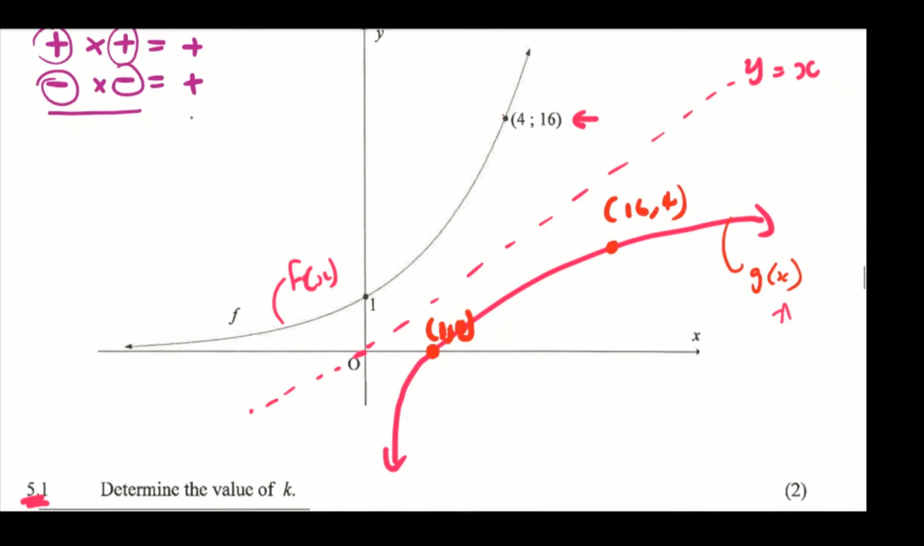Why am I saying that? It's because the graph of f doesn't have negative y values. Only the graph of g has negative y values. So this situation is out. We're going to look at a situation where we have both positive y values. When you multiply them together, you're going to get a positive solution.